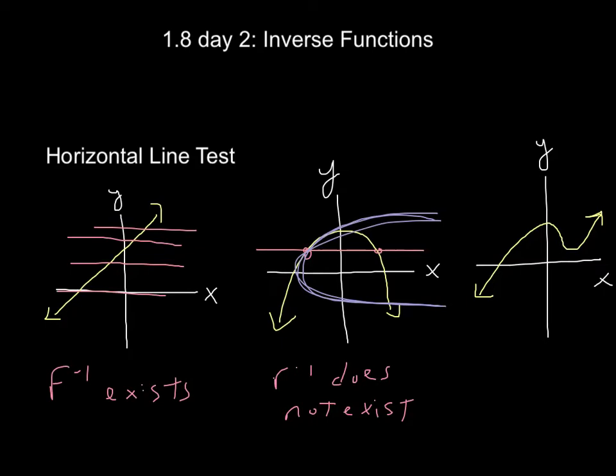And if we look at the third one, again, if I draw in a horizontal line, here are three different places where that horizontal line intersects my graph. So again, f inverse does not exist. There is no inverse for that particular function.